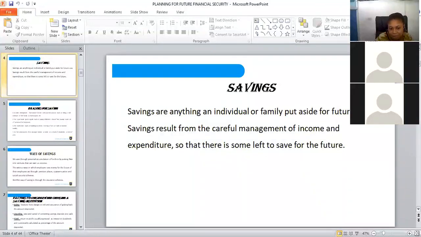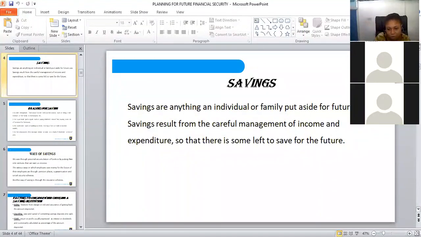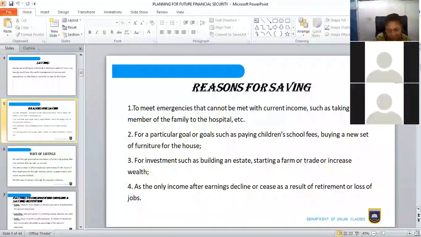We handled income, and now we are looking at how to plan for our future financial security. And we said that savings is a way a family or an individual can put something aside for future use. So in terms of money, it means you keep money aside for future use. So anytime you receive any income at all, you have to manage it carefully so that after you spend, you leave something aside so that you will not be found wanting in times of need. So we'll proceed and look at reasons for saving.